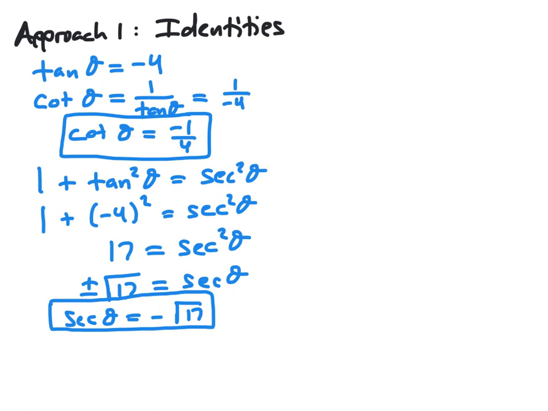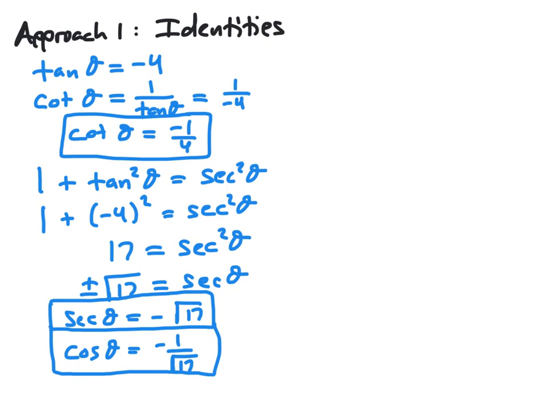Once we know secant, we can easily find cosine because cosine and secant are reciprocals of each other. And so the cosine will be -1 over square root 17. So now we have found the cotangent, the secant, and the cosine. What remains is the sine and the cosecant. And once we find one of those, the reciprocal will be the other.